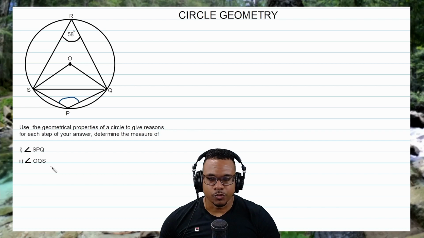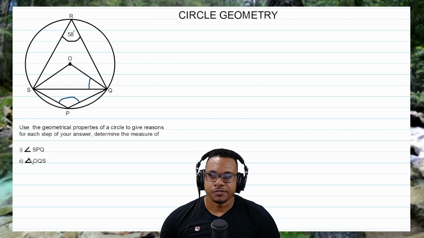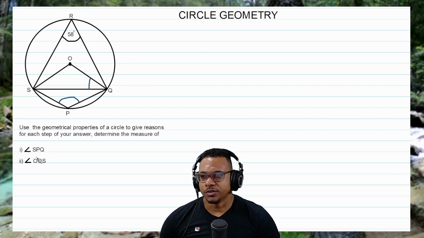And also we want to find the measure of the angle OQS. So O to Q to S. So that's this angle in here. So let's start with the first one, angle SPQ. The vertex of the angle is at the letter in the middle, which is at P. And the arms of the angle are S to P and P to Q. Vertex is at P. And that's why the angle is located here.